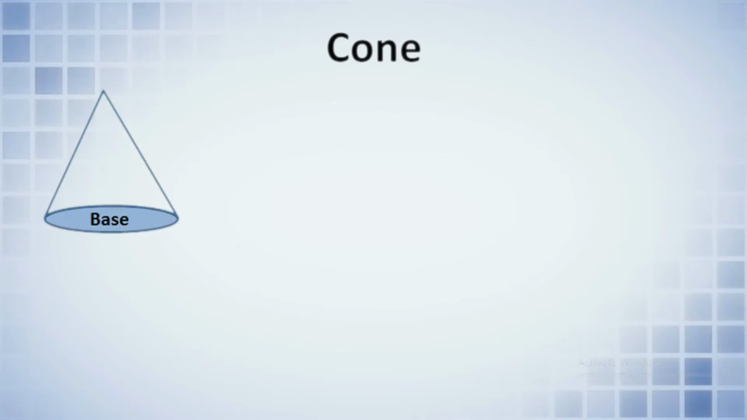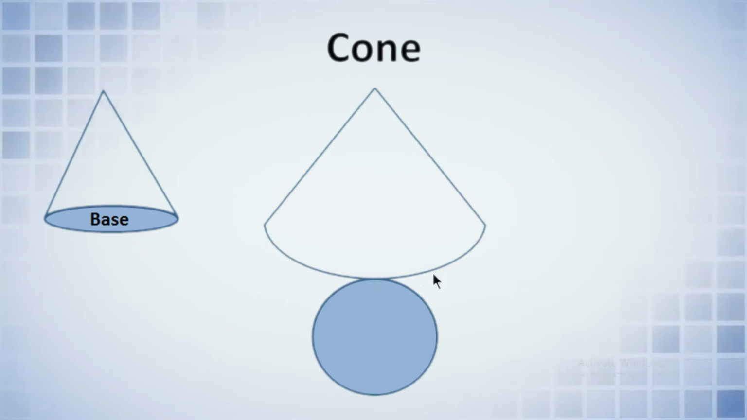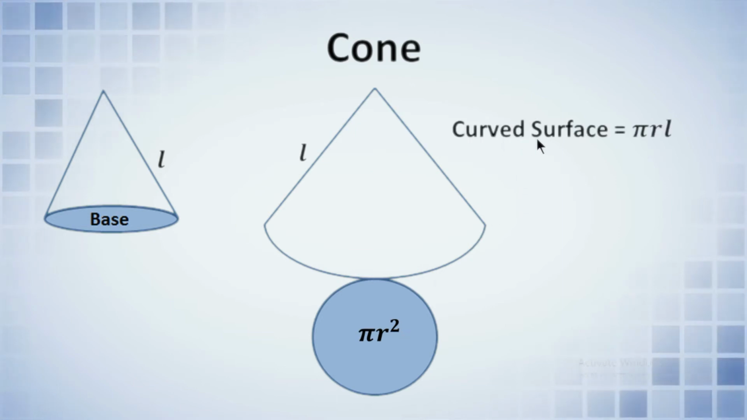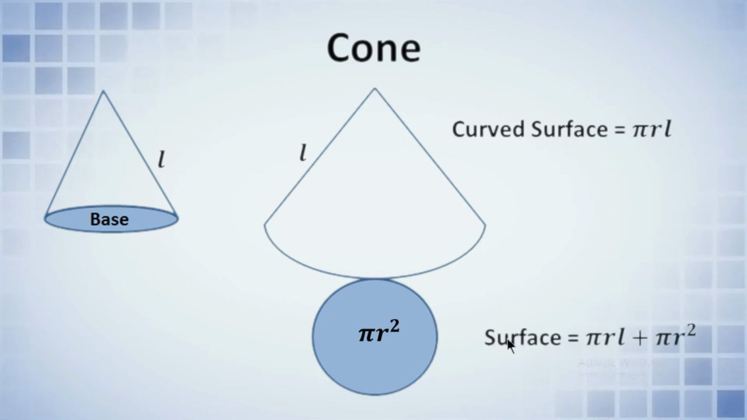How about the cone? This is the base of the cone and this is the net of the cone. It's constructed by 1 circle and 1 curved plane. Let's say this is the L. So the area of the circle is pi r square. The curved surface is pi r l. So the surface area of the cone is actually pi r l plus pi r square.